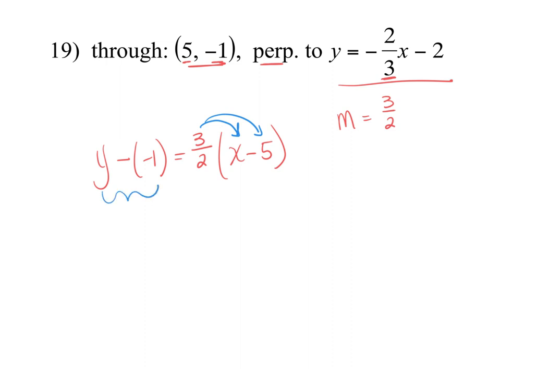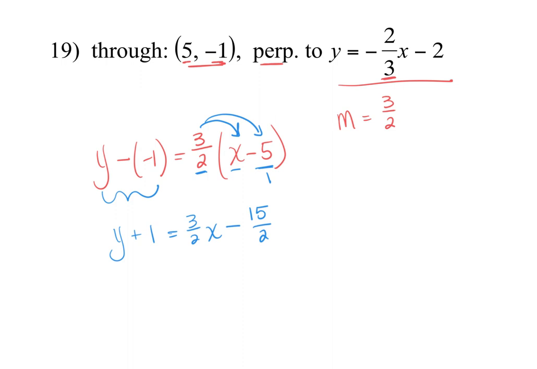I'm going to simplify this side, y minus a negative 1. I'll write y plus 1. 3 halves times x. And then 3 halves times negative 5 is negative 15. I already have my negative there, 15 halves. So remember, that's like 5 over 1. 3 times 5, 2 times 1. All right, when you're multiplying fractions, think of it as over 1 if it is a whole number.